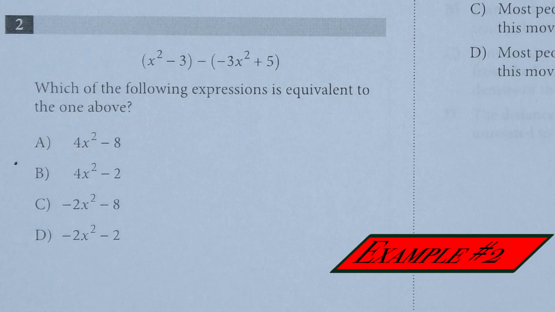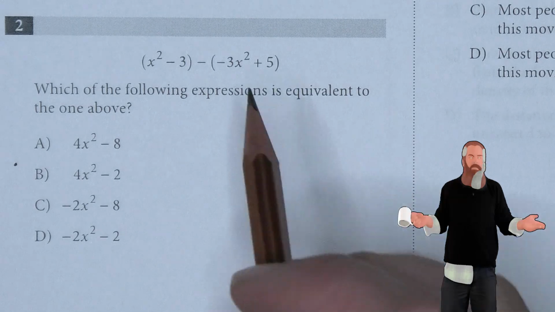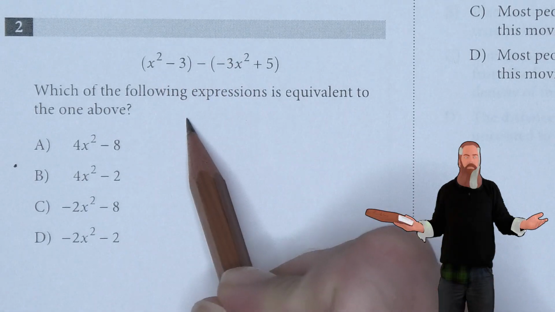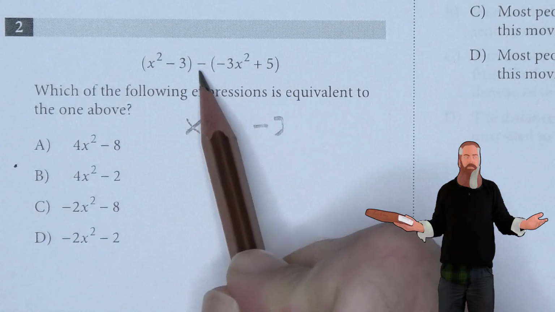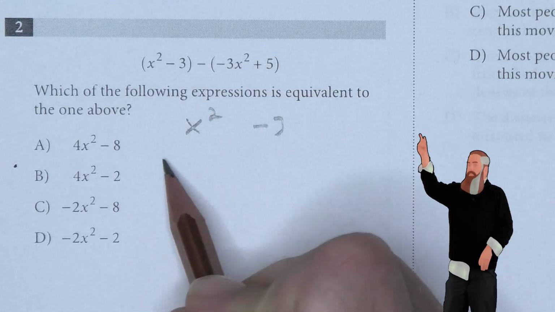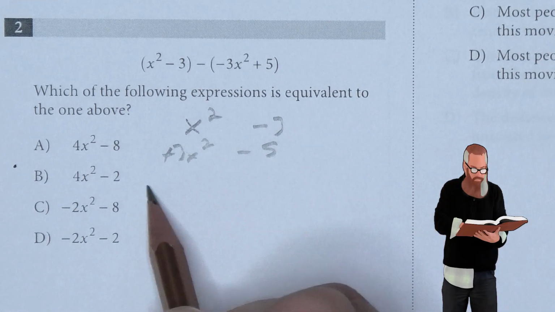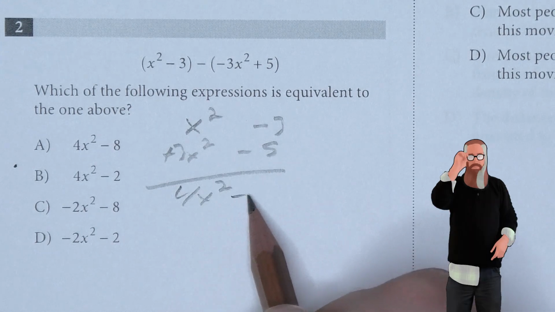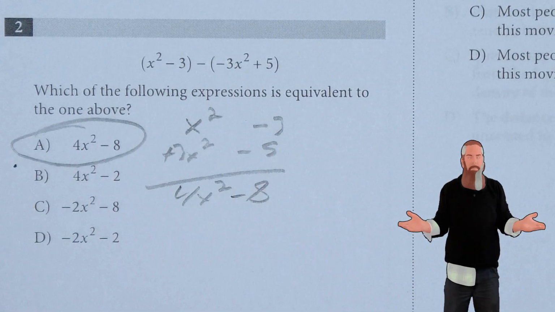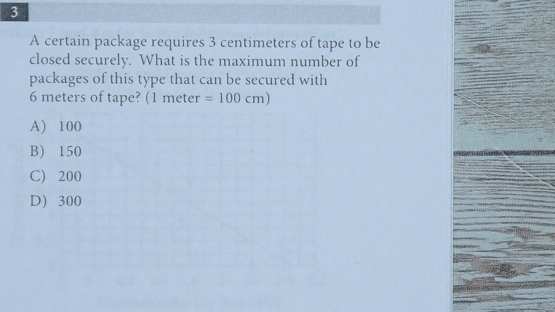Which of the following expressions is equivalent to the one above? So let's rewrite this first one without parentheses so that we have an x squared minus 3. Distribute this into the parentheses so we have plus 3x squared minus 5. That means I have 4x squared minus 8. A is the answer.